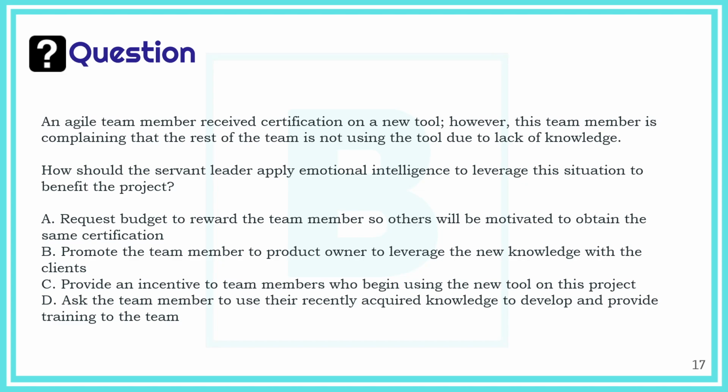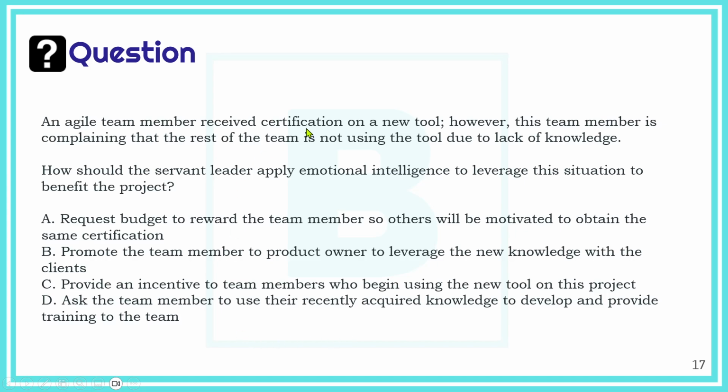An agile team member receives certification on a new tool. However, this team member is complaining that the rest of the team is not using the tool due to lack of knowledge. How should the servant leader apply emotional intelligence to leverage this situation to the benefit of the project? Request budget to reward the team members so others will be motivated to obtain the same certification; promote the team member to product owner to leverage the new knowledge with the client; provide an incentive to team members who begin using the new tool on this project; or ask the team member to use their recently acquired knowledge to develop and provide training to the team.